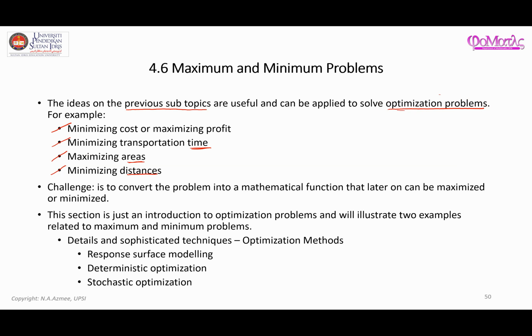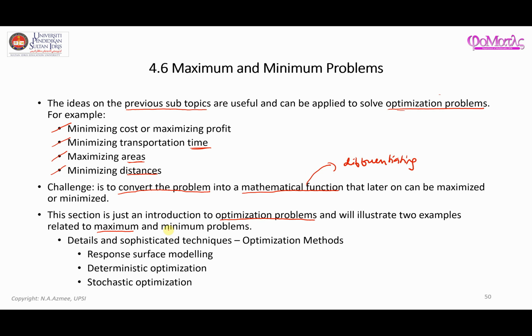Now, I think the most challenging task in this section is to convert the problem into something that is imaginable and turning it into a proper mathematical function. Why do we need this function? Because then this function will be used in finding the maximum value or the minimum value. How the maximum and minimum values can be obtained is by differentiating this function.